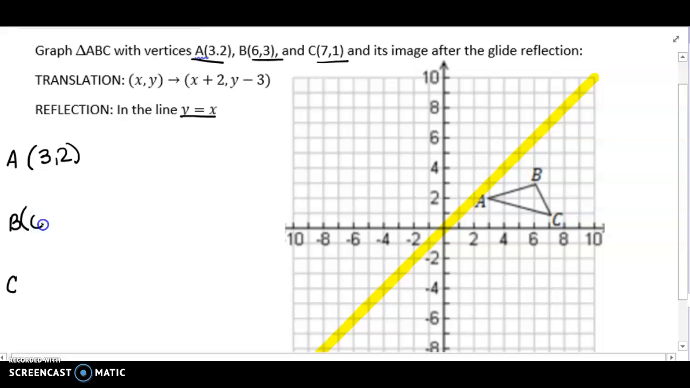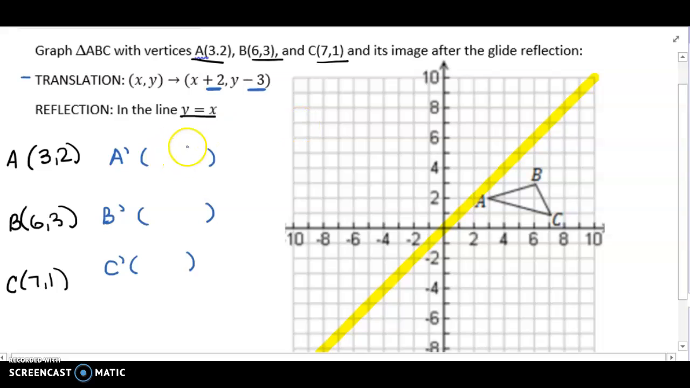B is 6, 3, and C is 7, 1. Okay. Now the first thing I'm going to do is translate it. So to get my A prime, my B prime, and my C prime, I'm going to translate it. And I'm going to go 2 units right, 3 units down. Okay, so I'm going to add 2 to every x, and I'm going to subtract 3 from every y coordinate.